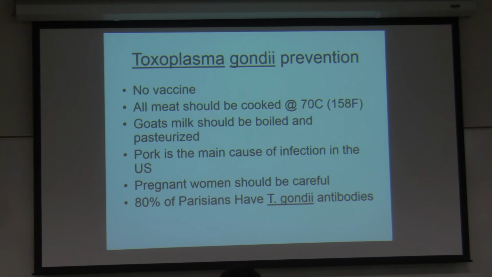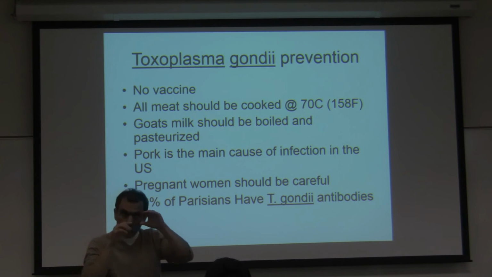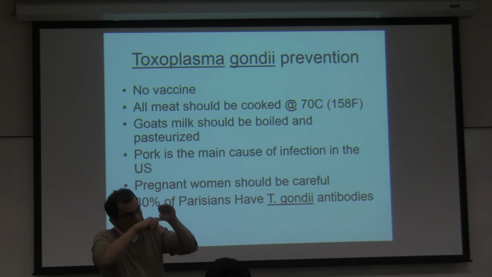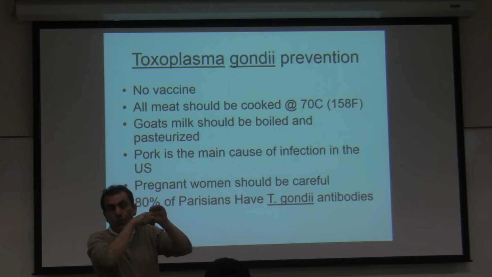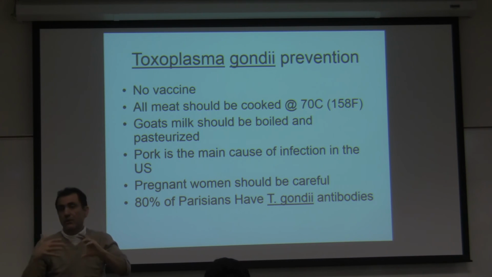All meat should be cooked at 70 Celsius. 70 Celsius translates to 158 Fahrenheit, which is not much. But remember, a lot of you who like to eat meat, steak or pork chops that is not cooked well, the outside of it could be 70 degrees, but right in the middle of the meat is not cooked to 70.